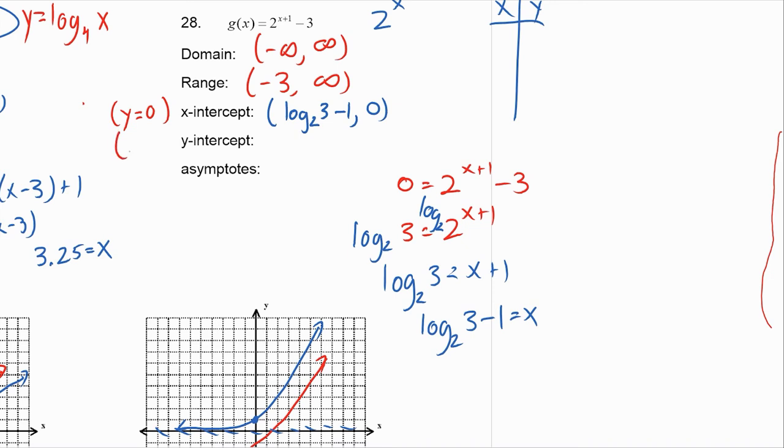Now, y-intercept, that's when we set x is equal to 0. So we do 2 to the 0 plus 1, minus 3, and you can almost do this in your head. 2 to the first, which is 2, minus 3, which is going to give you negative 1. So our ordered pair is going to be 0, negative 1. And the asymptote, that's going to be y equals negative 3.